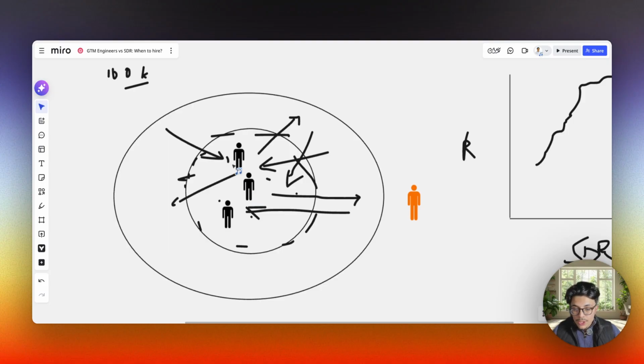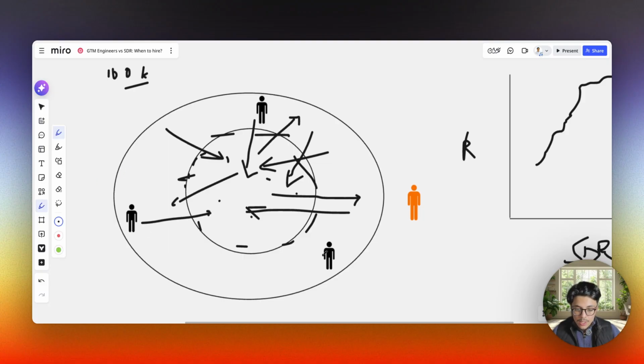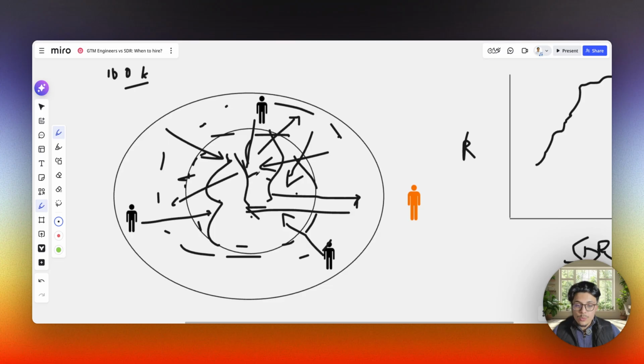So when you have more SDRs, there will be more noise. This person will be going here, this person will be going here, and as you could imagine, more noise will be coming in from the outside world, right? So you have noise from all these places coming in here. And what happens over time is this circle right here is filled with all the noise that is not needed.